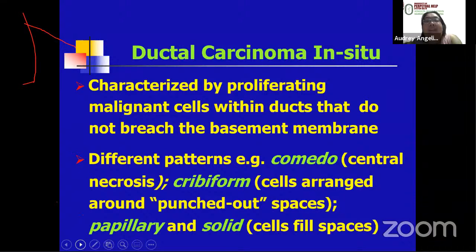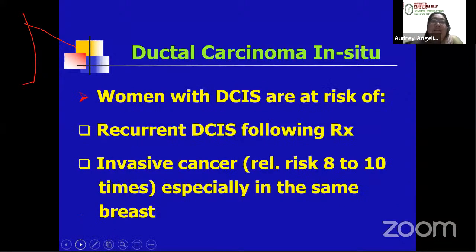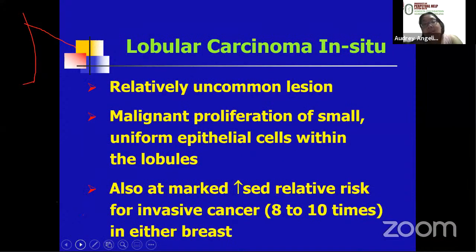So this is characterized by proliferating malignant cells within ducts that will not breach your basement membranes. So there are different grades. So there are high and low grade, and they are often multifocal. Okay. So women with DCIS are at risk for recurrent DCIS and eventually invasive cancer, especially in the same breast. Your LCIS is relatively uncommon.